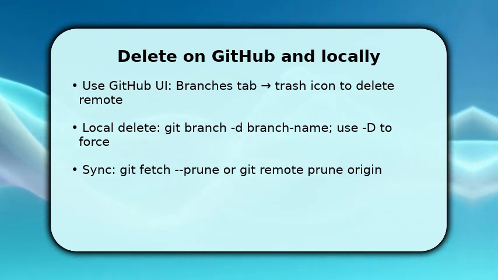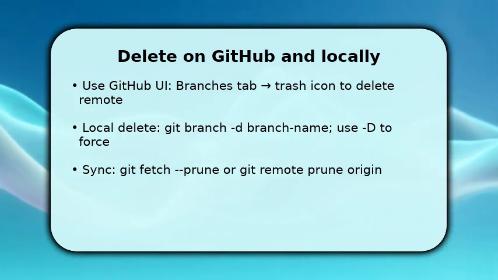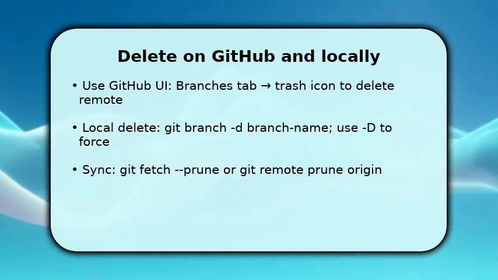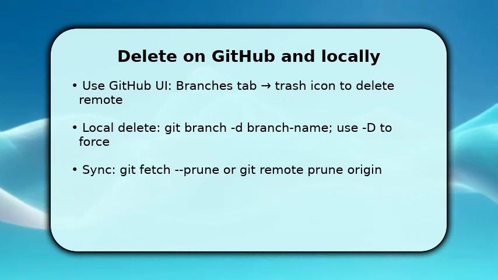For your local copy, open a terminal and run git branch -d branch name to safely delete. If Git refuses because the branch isn't merged, use git branch -D branch name to force.